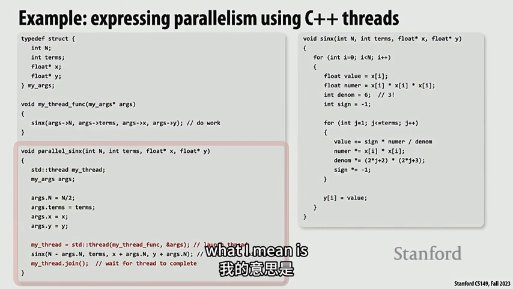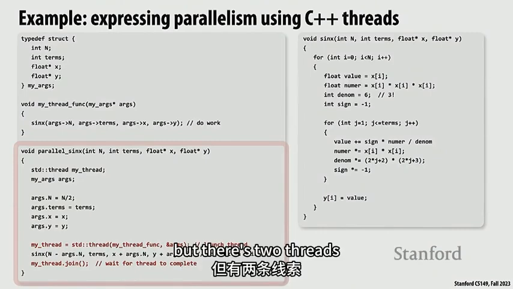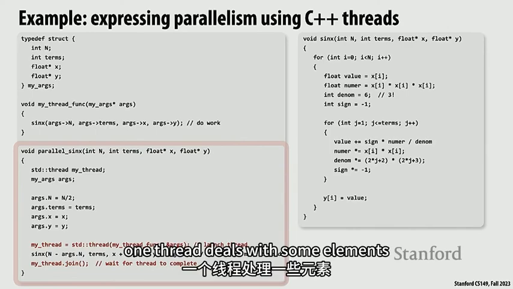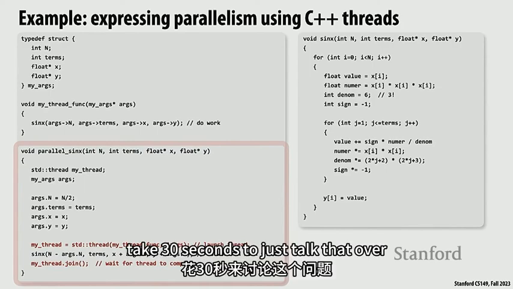Specifically, what I mean is it computes the same answer as everything I've shown you. But there are 2 threads: the original thread and the thread that I spawn. One thread deals with some elements, another thread deals with some other elements. What thread does what? Take 30 seconds to just talk that over.